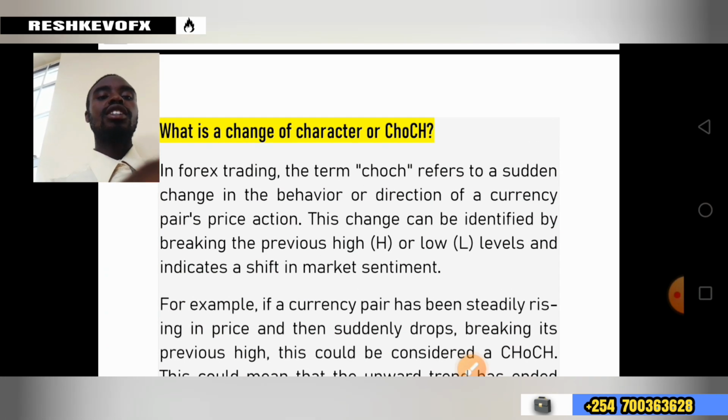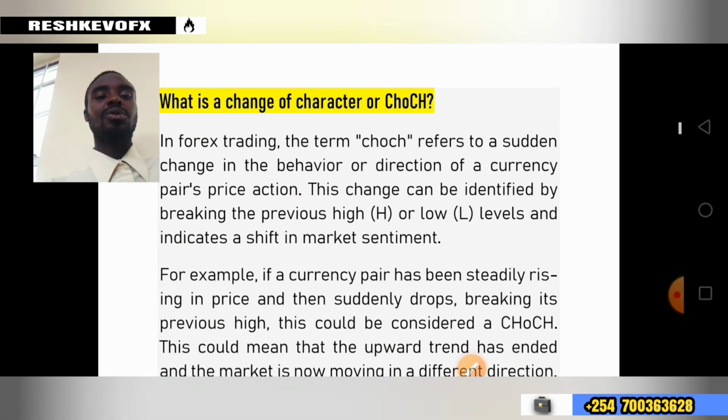The key point is, what is change of character? That is what we are asking. Many people do not understand what change of character is. You hear people quoting about change of character, and you hear it is very complicated. SMC is simple. It's just reading, being focused. So let's enter into our aim.